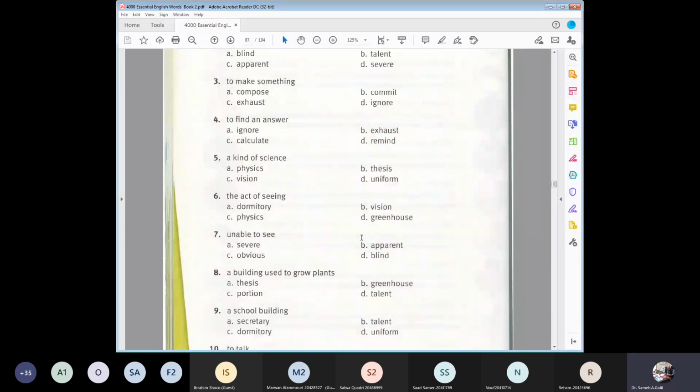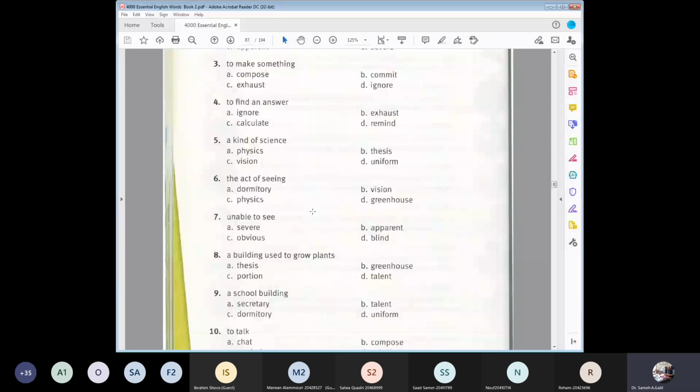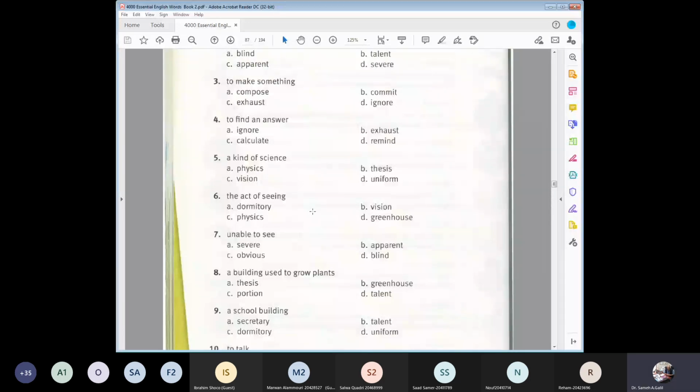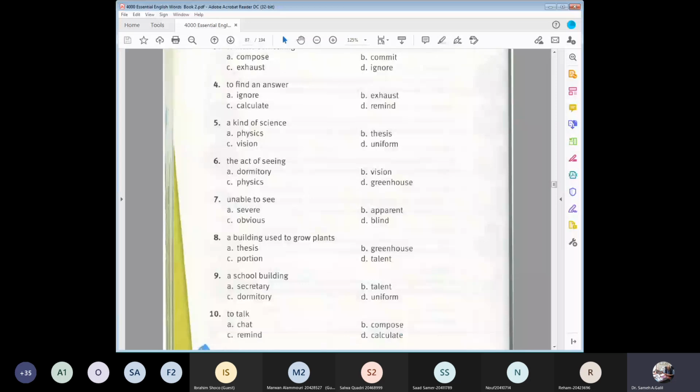Who wants to answer this? Make, compose. To make something means compose. You make something. Commit is to make a promise or a pledge. So to make something is to compose. Okay, for everyone, to find an answer: calculate. So to find an answer, especially in math class, you calculate.